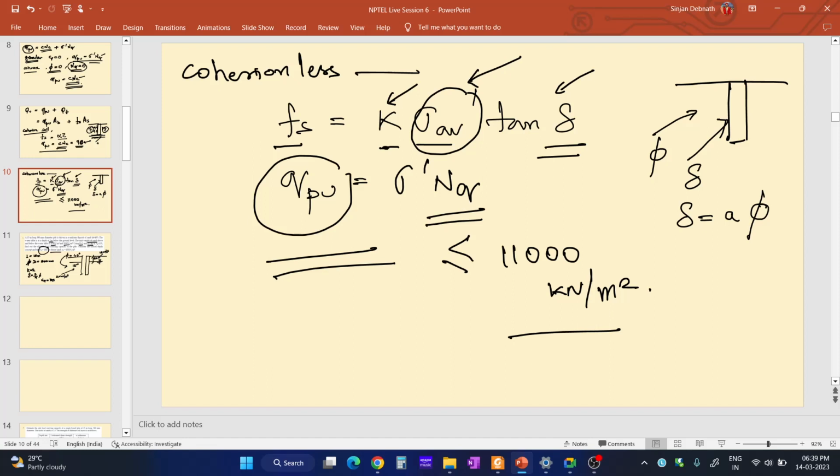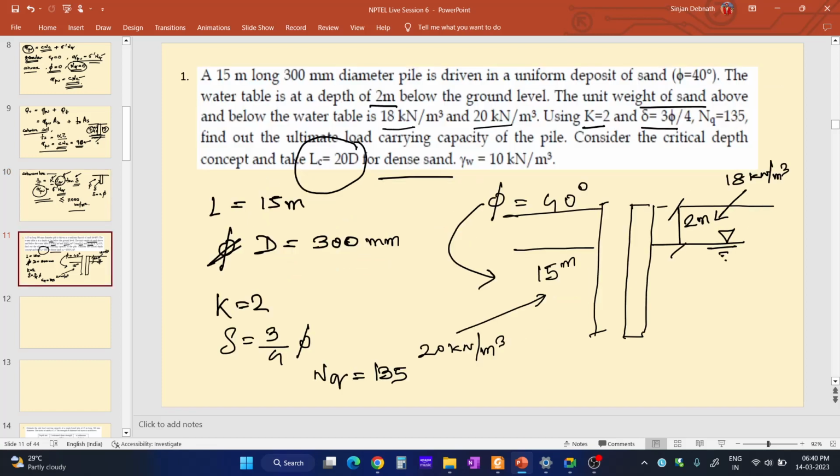K is constant for a soil. This delta is also constant. So sigma dash AV, it is considered that it is constant along the depth of the soil below the critical depth. So if all these are constant, Fs will also be constant. So below the critical depth, Fs is constant. So what is the critical depth over here? Critical depth is LC is equal to 20D.